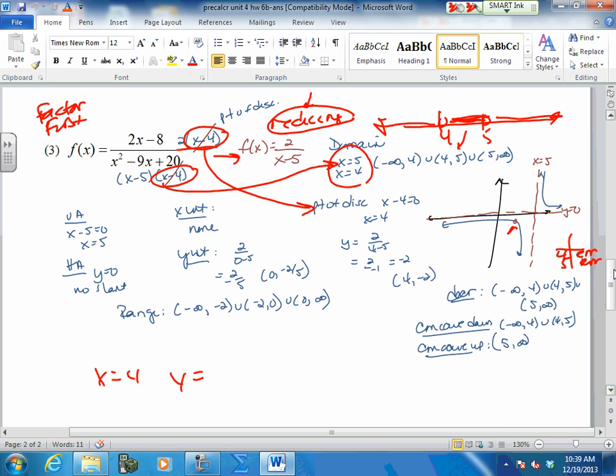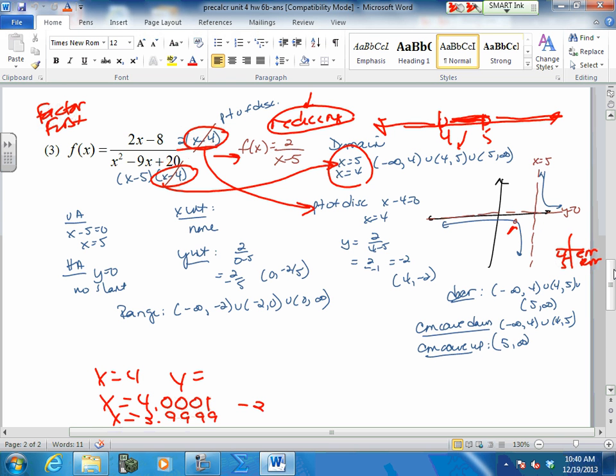Now, it reaches a limit. Like, what could we replace this with? If we were going to fill this little dot in, what would we fill it in with? If you look for x is 4.00001 and x is 3.99999, you would get very, very close to -2, right? If you put it in your calculator and you take a look at this.